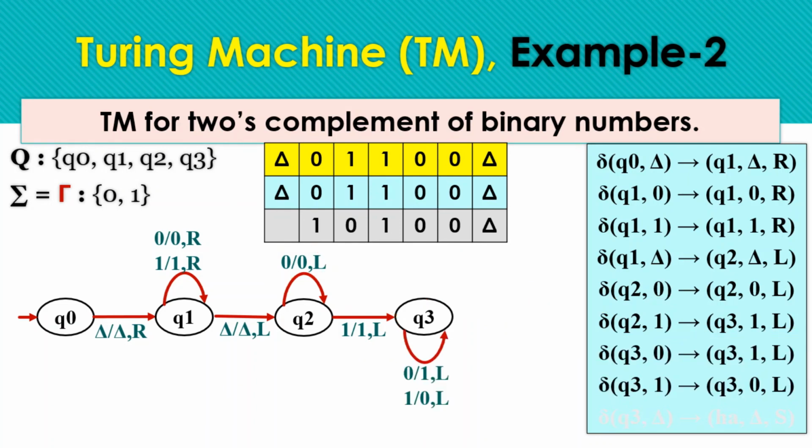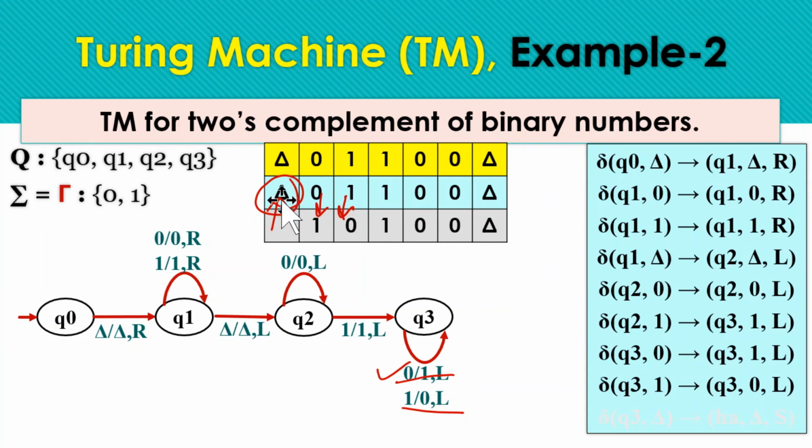So here are the corresponding transitions. All zeros are replaced by 1 and 1 will be replaced by 0. So this 1 is converted to 0, this 0 is converted to 1, and now we have to repeat this loop until we get the next blank. At the end of this loop, the read write head will be pointing to this blank.